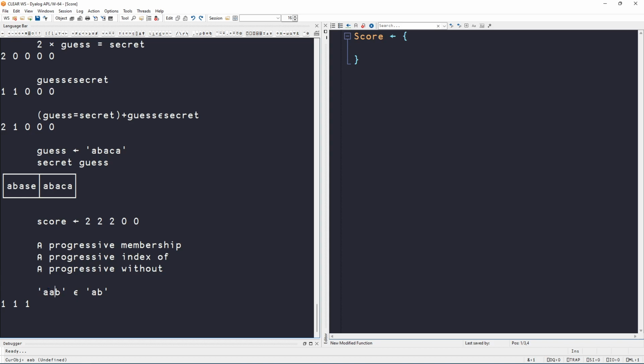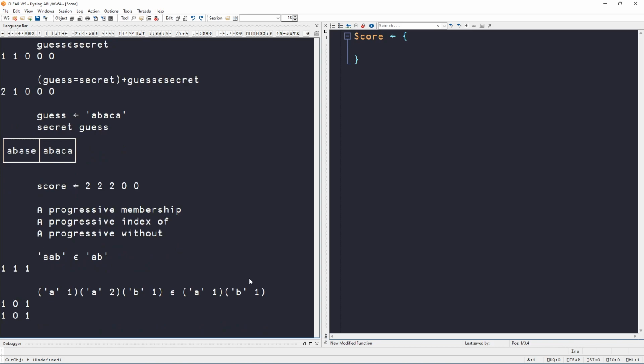So this is the first A, this is the second A, and this is the first B, right? So if we were to tag the character vector AAB, the result would be the character A with a 1, the character A with a 2 because it's the second one, and then the character B with a 1. And then we can do a regular membership on the tag of AB. So what's the tag of AB? It's the character A 1 because it's the first one, and the character B 1.